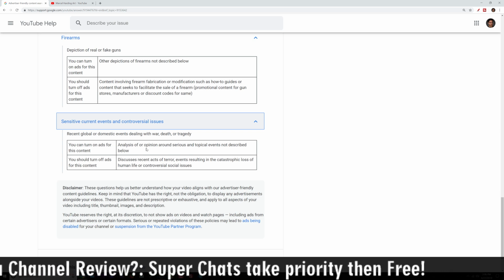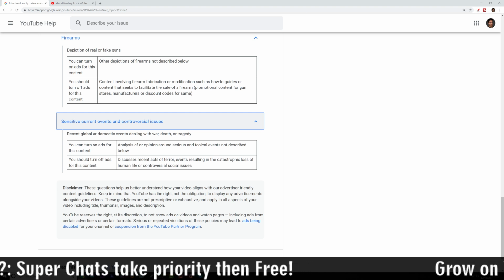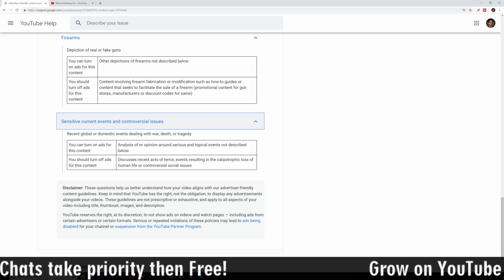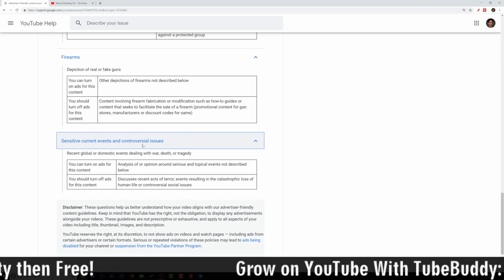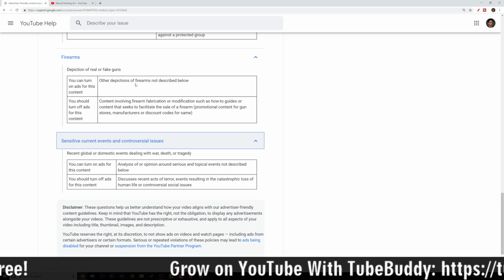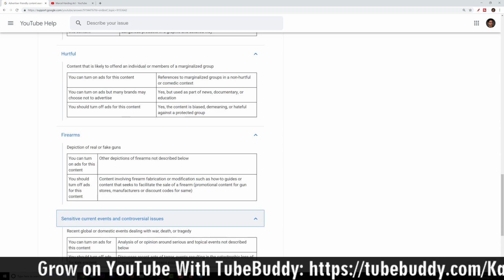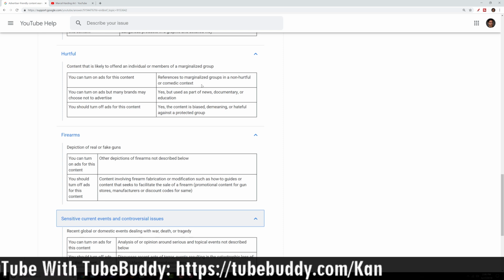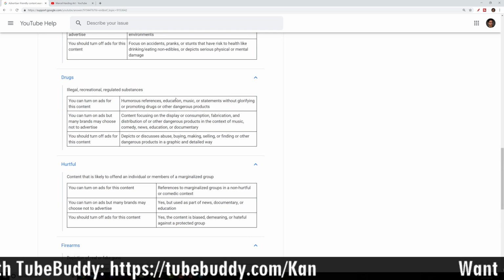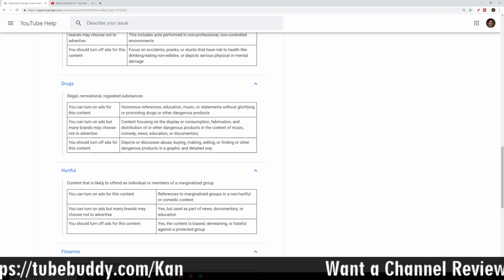So this, you can turn ads on for this. Analysis or opinion around serious and topical events not described below. You should turn off ads if you discuss recent acts of terror, events resulting in catastrophic loss of human life, or controversial social issues. You can turn on ads for other depictions of firearms not described below. So again, this is telling you what you can and can't do. If you reference a marginalized group in a non-hurtful or comedic way, context matters. So you can turn it on when you can, and you should turn it off when you can't.